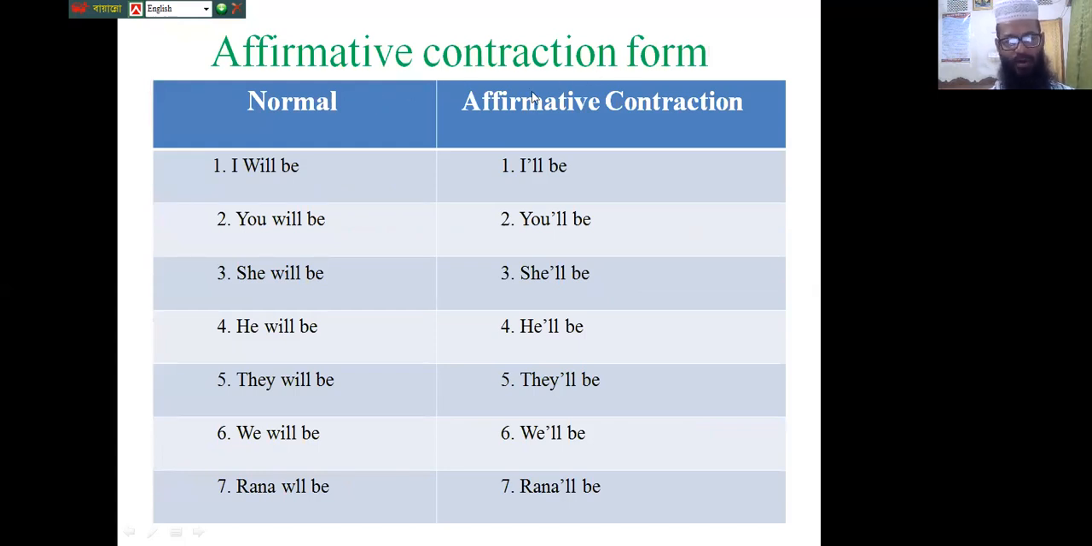Affirmative contraction form. Normal: I will be. In short: I'll be. Please look at me. I will be has three parts, a trisyllable. I'll be has two parts.